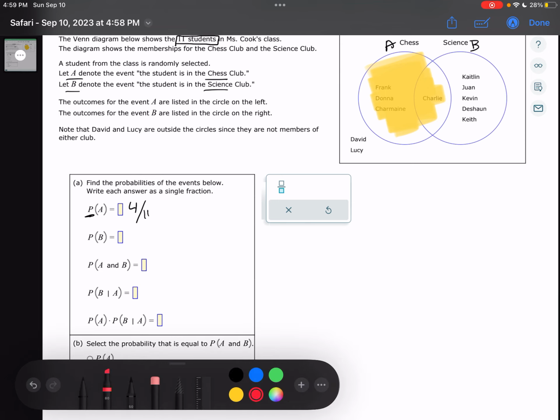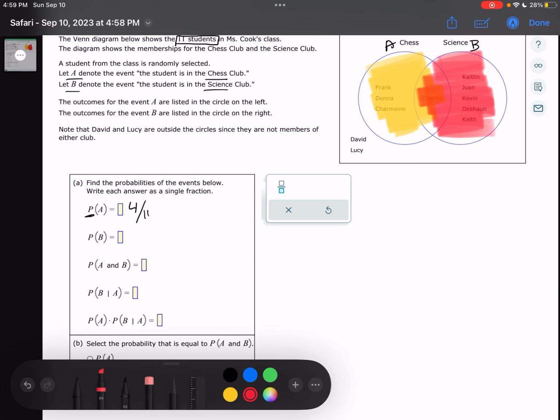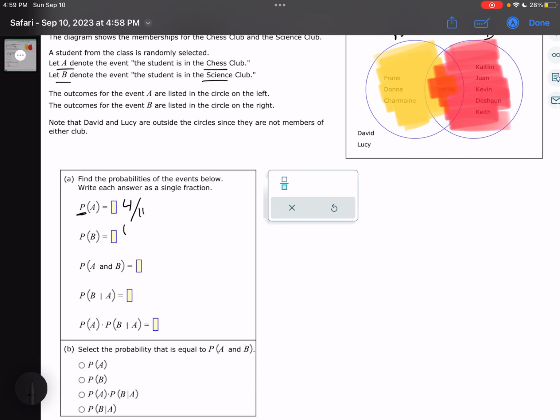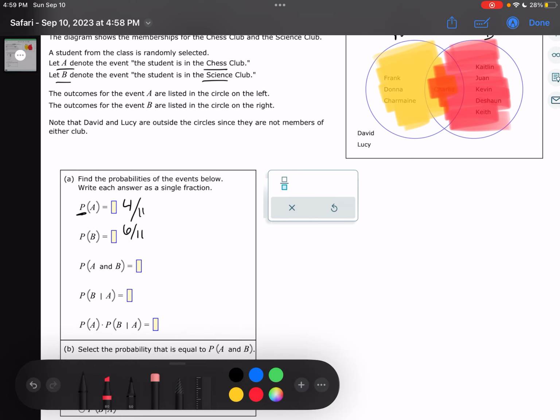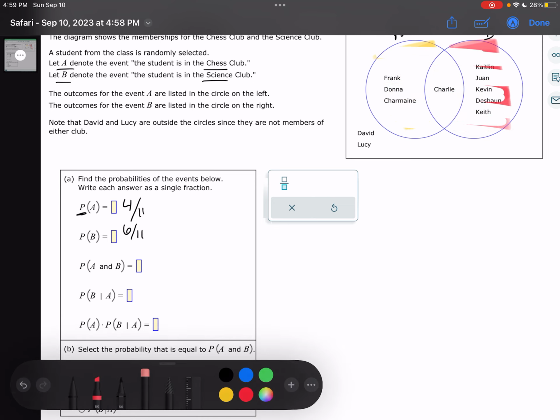B is everybody in the entire circle, just like the last time. So I have 1, 2, 3, 4, 5, 6 students in this case. So I have 6 out of 11. Remember to simplify if possible. These ones can't be. A and B is where they intersect. So I'm going to erase that so we can see our names here a little bit. Our intersect is where the 2 overlap.